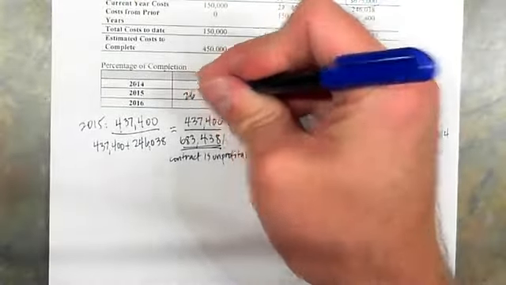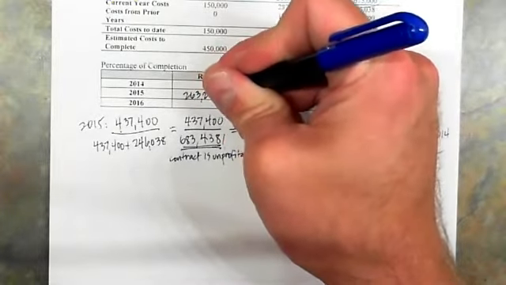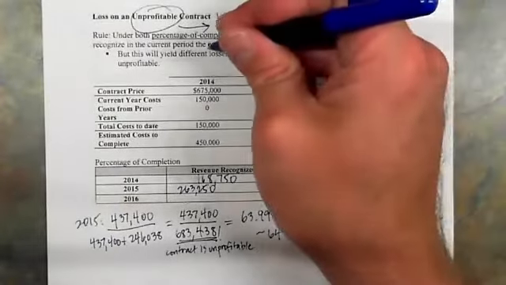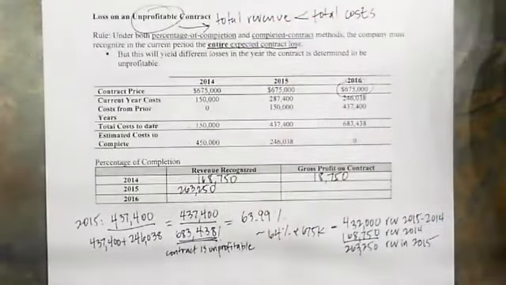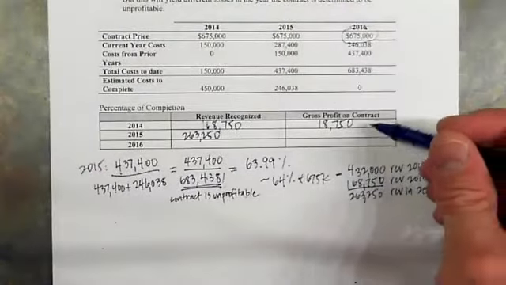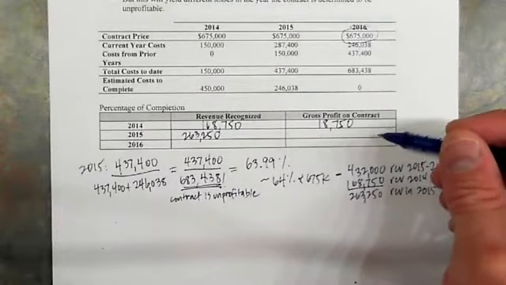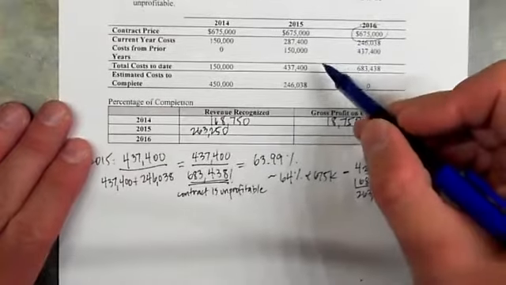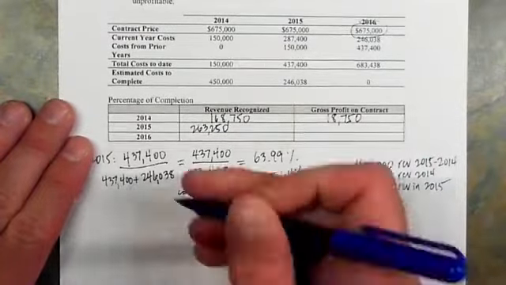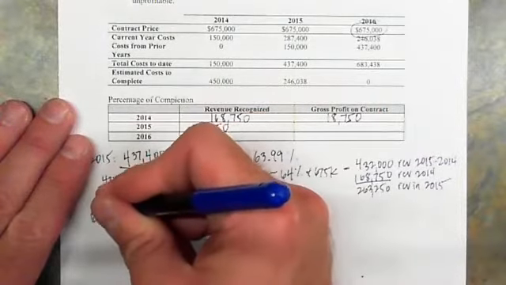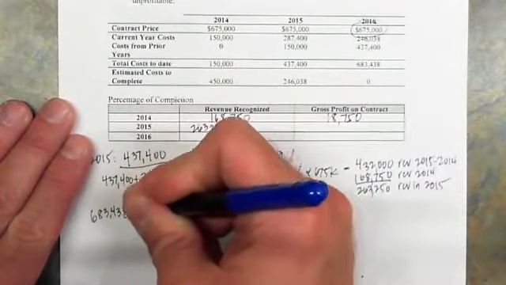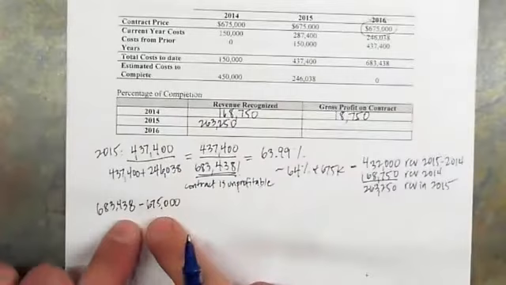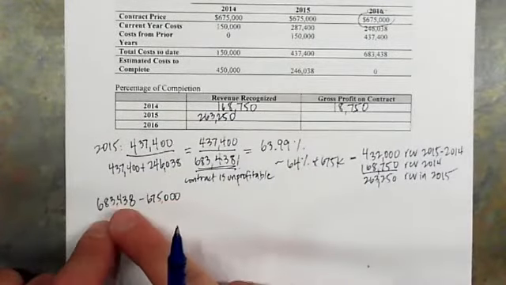Now, this is what starts to get a little different. Because of this rule, I want to recognize the entire expected contract loss in the current period. So that means that this has to be for the entire expected contract loss. Well, what's that loss going to be? The loss is going to end up being $683,438 less 675, and that's just calculating the contract price less the total amount that I think I'm going to lose at this point.